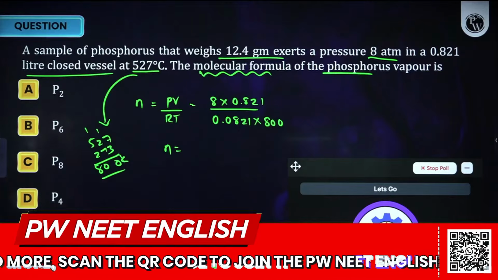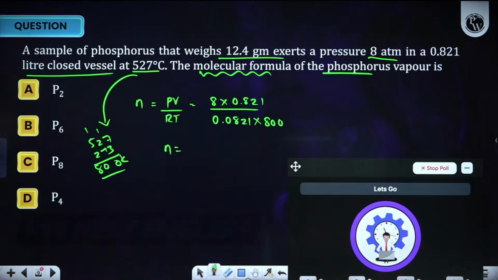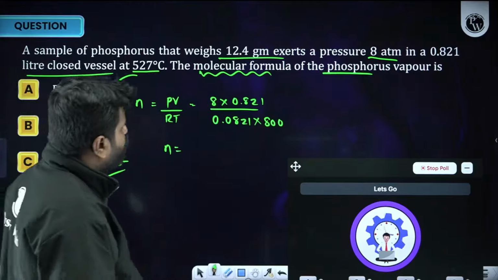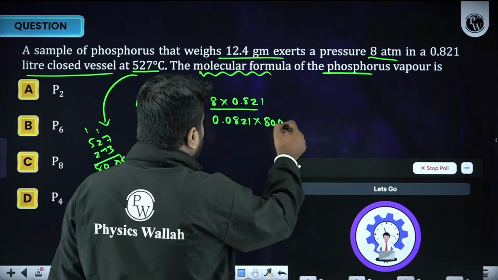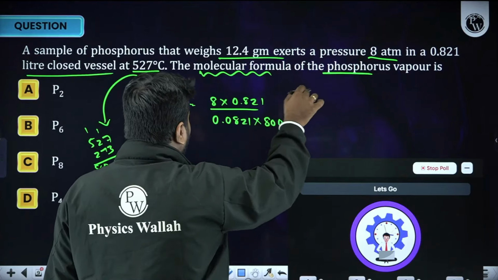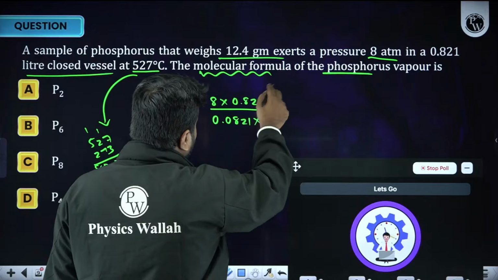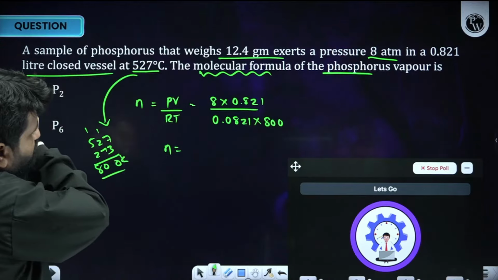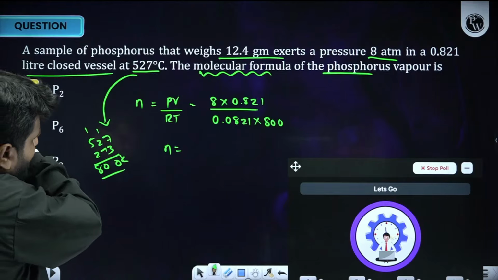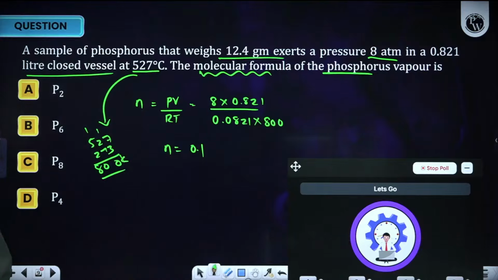So what will be the number of moles? The number of moles will be 0.1, I think. Yes, because 100 times 10 square, if it comes here, means minus 2. So I can write this as 10 to the power minus 1, so automatically I will be getting 0.1. The number of moles is nothing but 0.1.